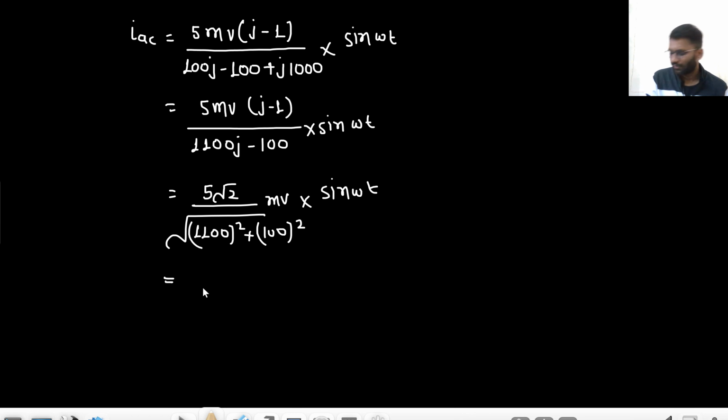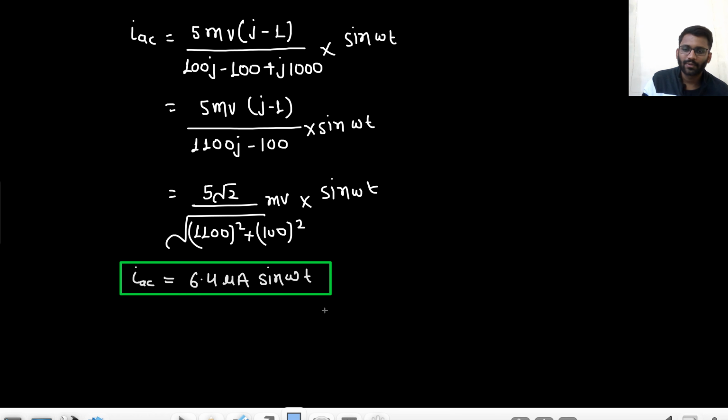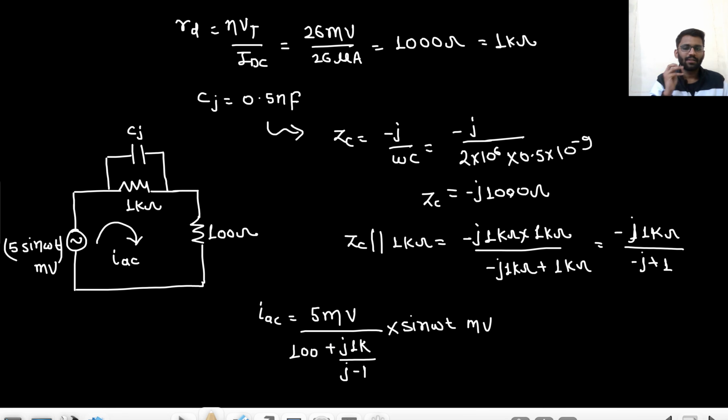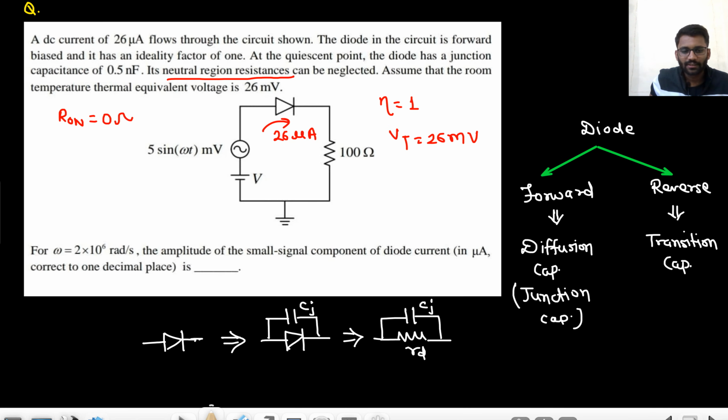If you solve this, you will get 6.4 microampere sine omega t. This is your IAC. Calculation part was a bit complex. Okay, so if these kinds of questions come, you should be patient there. You should solve these questions with patience. So the current amplitude you are getting is 6.4 microampere. In microampere they asked, so your answer would have been 6.4.